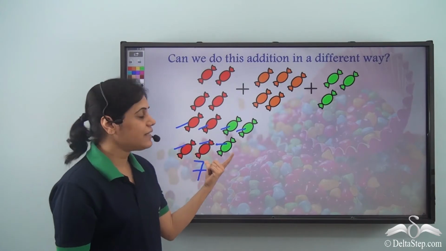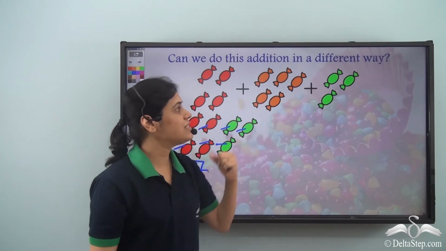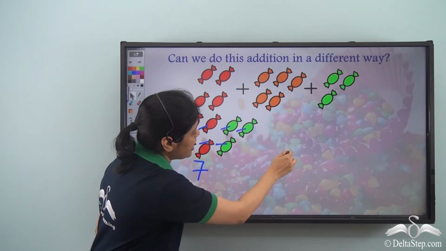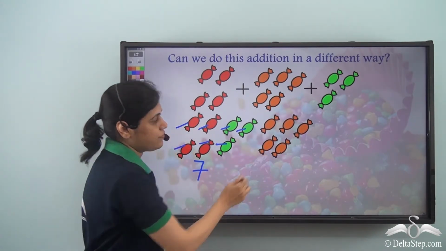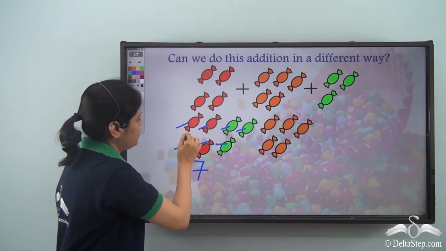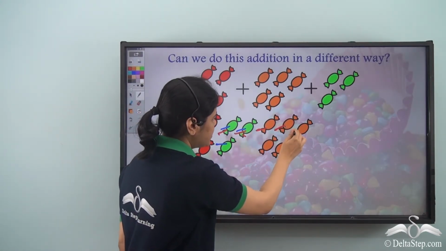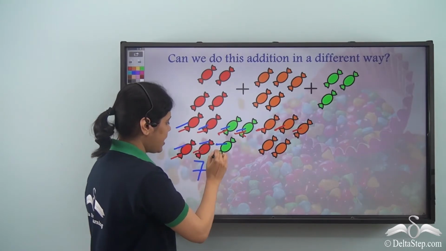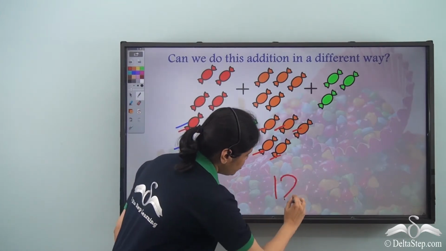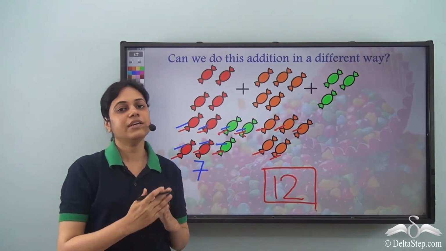Now to these red and green candies, that is to the 7 candies, I need to add these 5 orange candies. So let me bring these 5 orange candies together. So let us count how many candies there are in total now. 1, 2, 3, 4, 5, 6, 7, 8, 9, 10, 11, 12. So there are 12 candies in total, which is what we had got in the earlier case.